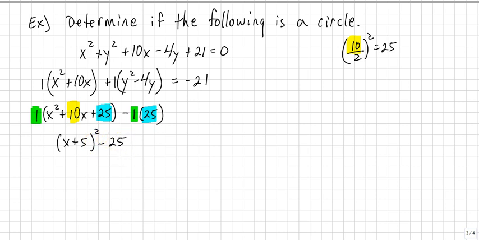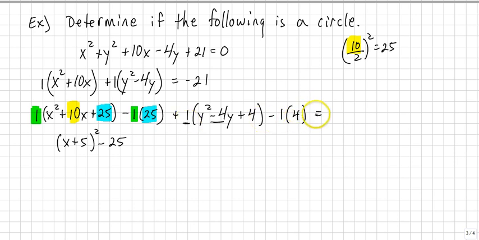But we also want to do this with the terms that have a y in them. So we're going to do the same thing with the y terms. So it'll be plus 1, and then it'll be y squared minus 4y. We're going to take this negative 4, divide it by 2, which would be negative 2, and square it to get 4. And then we're going to do minus the number out front times that 4.